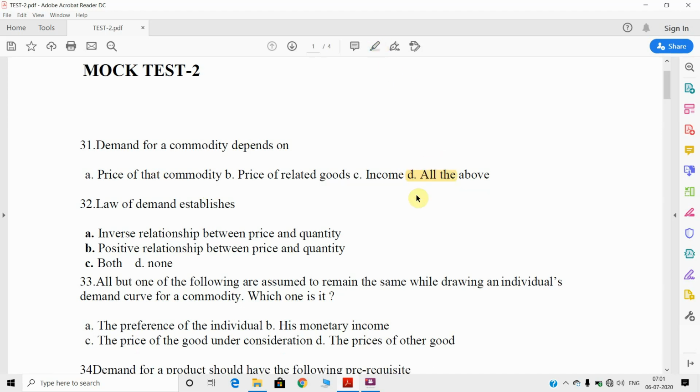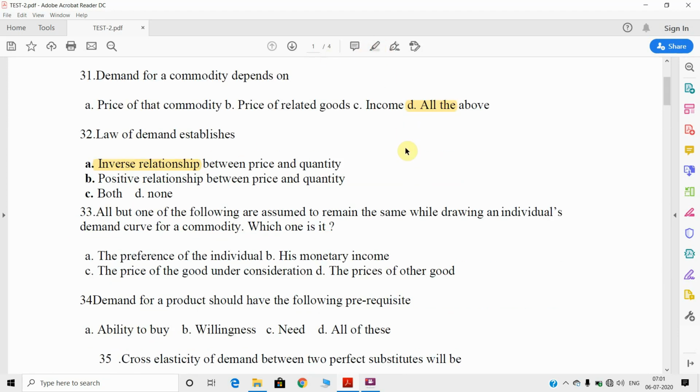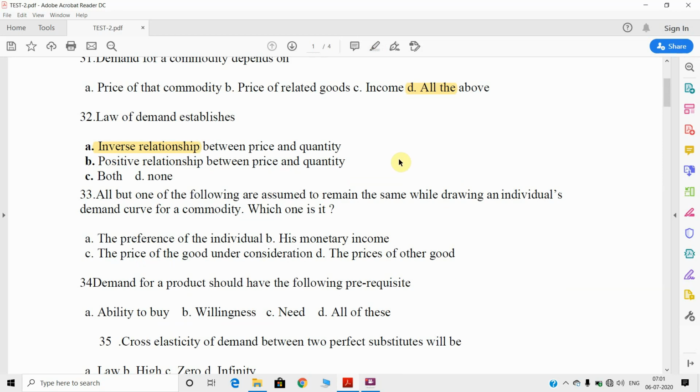Then come to 32. Law of demand establishes the inverse relationship between price and quantity demanded. It is very simple, right? It is very simple.